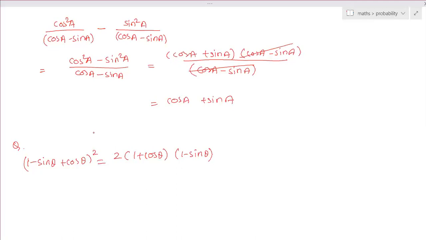Ma'am, final answer I'm getting 2 plus 2 open bracket sine theta minus sine theta into cos theta plus cos theta. No, take common properly. Ma'am, I got 2 into bracket 1 minus sine theta minus sine theta plus cos theta, close bracket.